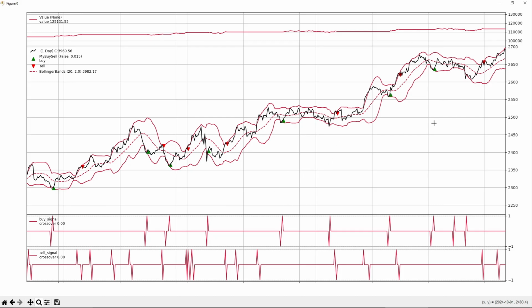Now I have tested my base strategy. I can add things like stop loss or take profit or some position sizing. Proper risk management is required here, and that's it.